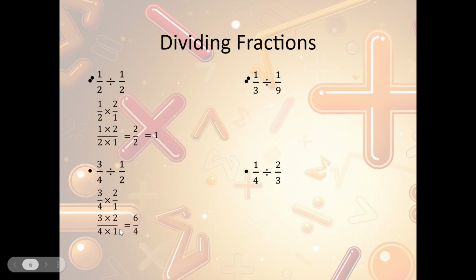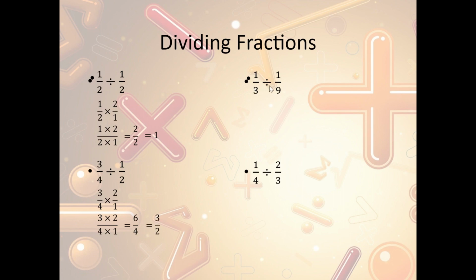Again, we look to see if there's anything in common. There's a 2 in common in both the numerator and denominator, so we'll divide both the top and bottom by 2. So 6 divided by 2 is 3, and 4 divided by 2 is 2, so we get 3 over 2.